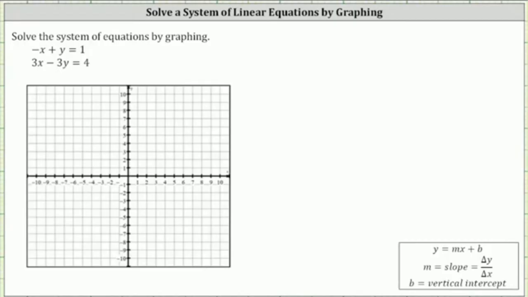We're asked to solve the system of equations by graphing. If there is a solution, the two lines will intersect in a point. The ordered pair of the point of intersection is the solution. However, if the two lines are parallel, there is no solution. If the two lines coincide or are the same line, there is an infinite number of solutions.